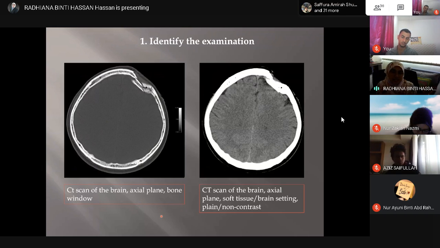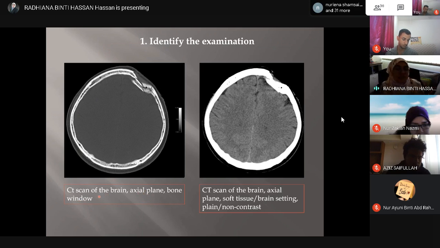Okay, so when you are given any image, for example, you are given only this one. So the proper way, if you are asked to name the examination, is CT scan of the brain. This is axial plane and bone window. Okay, so you have to name it. So usually in the exam we allocate 2 marks. If you just mention CT scan of the brain, and you don't mention what plane, what windowing, usually we will minus half, so that means -1.